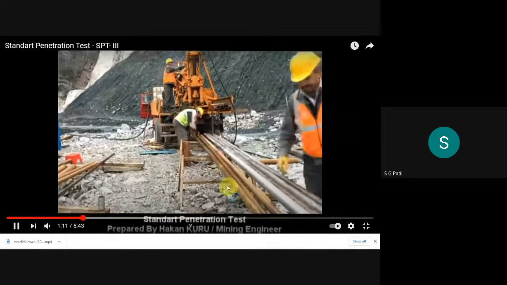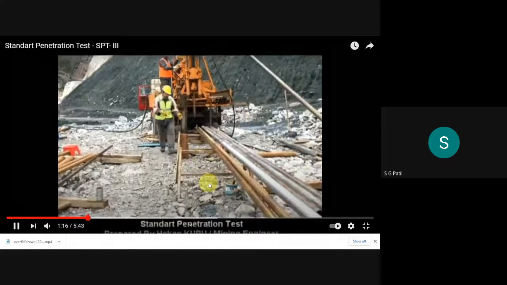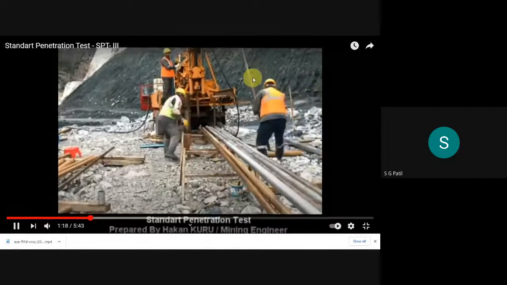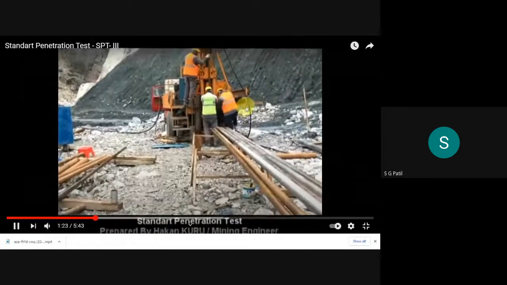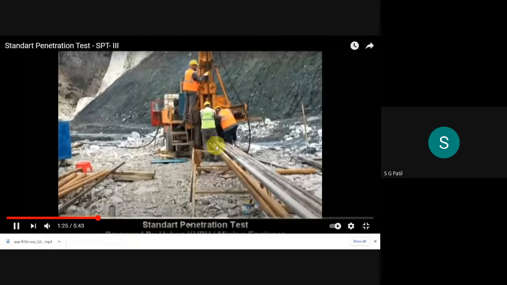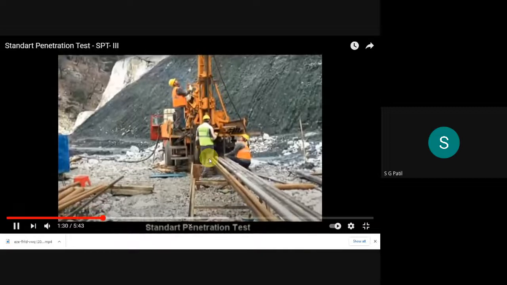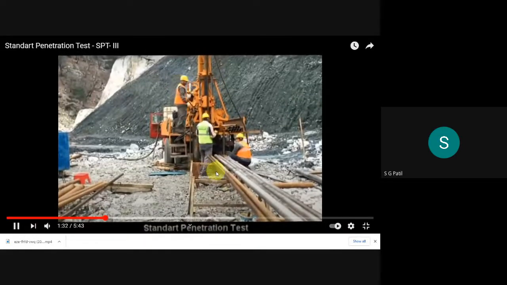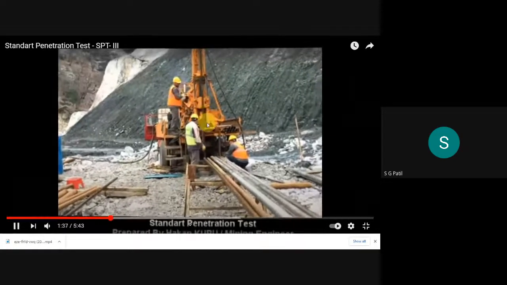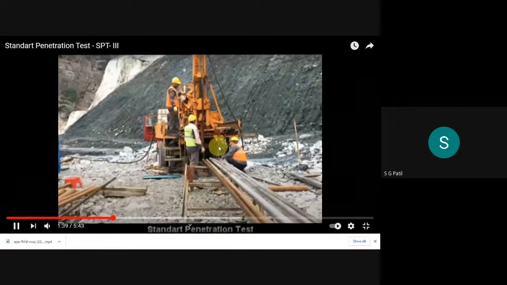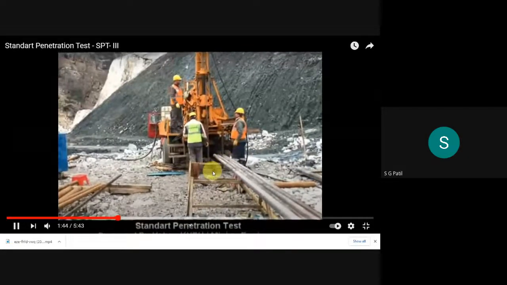Now they are taking another drill rod because they are testing at a deeper depth, at a very high depth. That's why they are attaching one more drill rod here. You see, this is one more drill rod. One drill rod plus split spoon sampler already went inside the ground, and this is the second drill rod they are inserting. Since they are carrying out the SPT test at a larger depth, there are two drill rods here. So another drill rod went inside the ground.